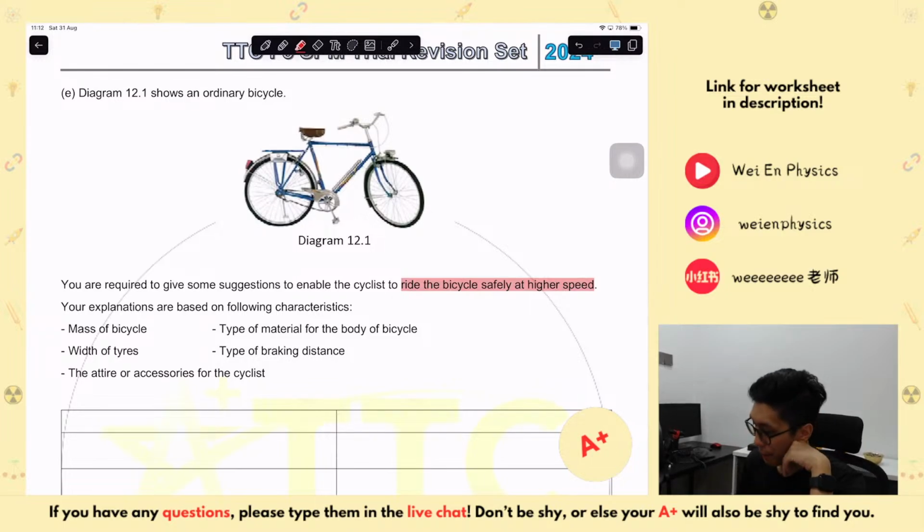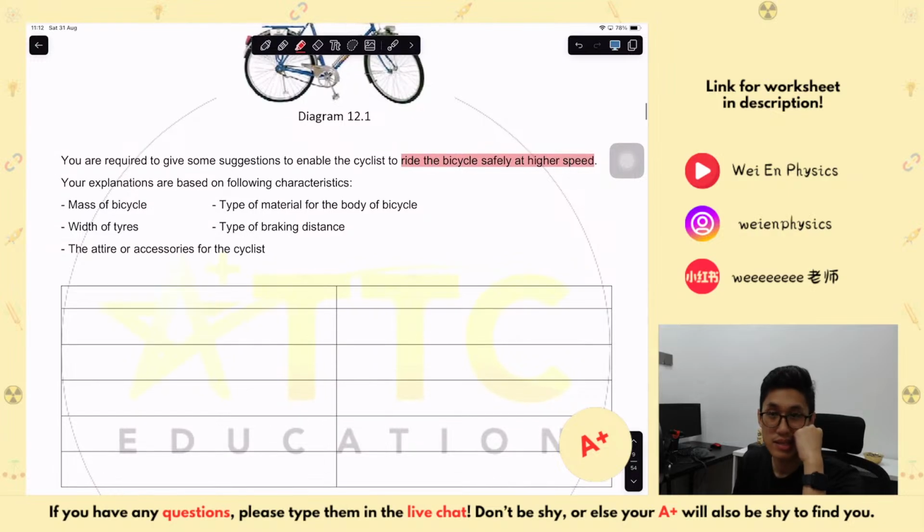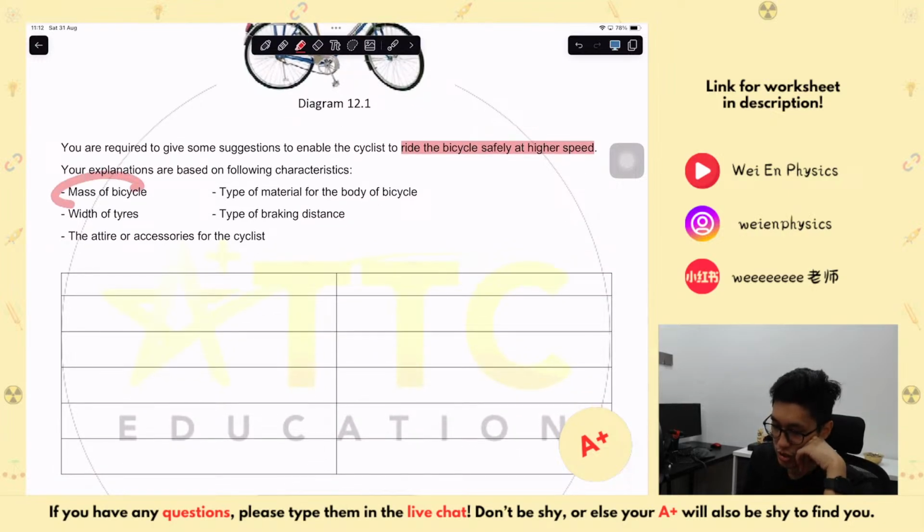Alright, so for the bicycle, the mass is always smaller, lower mass, so that it can accelerate faster. The material for the bicycle must be low density. Low density material means it will be lighter weight. You could also say strong material that does not break easily. Width of tires: greater width, wider, is more stable.